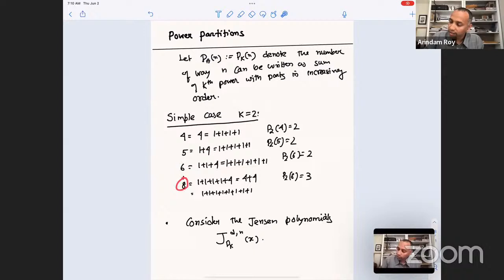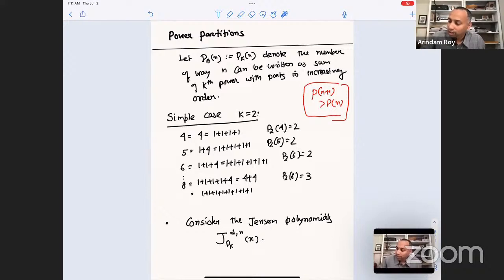But when you go to 8, you can see it can be written in three ways: 1 plus 1 plus 1 plus 1 plus 4, 4 plus 4, and the sum of all ones. And the reason I wrote a little bit more is that one interesting thing to notice is that the standard partition function of an integer n is strictly increasing. That means p(n+1) is strictly greater than p(n). But in the case of power partitions, at least for k equal to 2, you can see that it's not a strictly increasing function. Sometimes it stays the same number, then goes up, and so on.